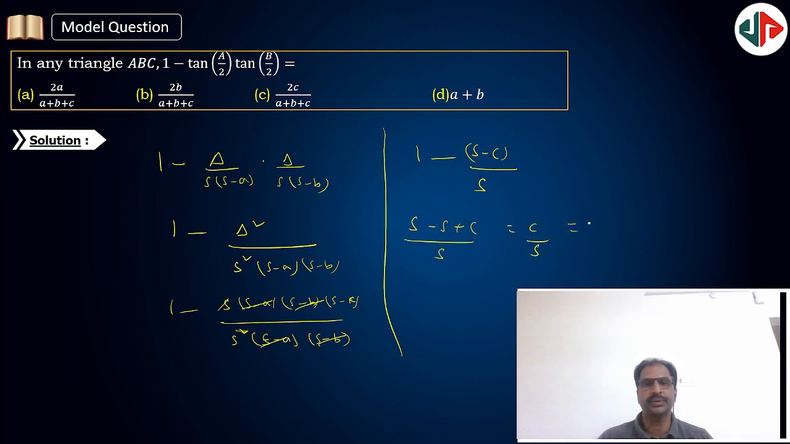But if you look at the options, the options are in terms of all the sides. So what is semi-perimeter s? (a plus b plus c) by 2. So the answer is 2c by (a plus b plus c). Option C is the correct answer.